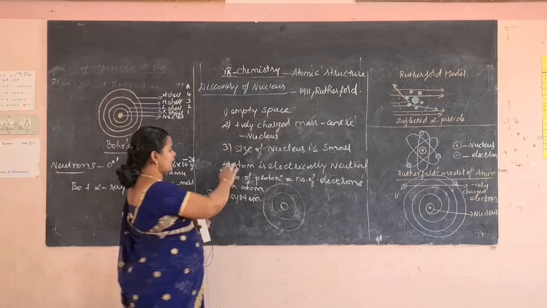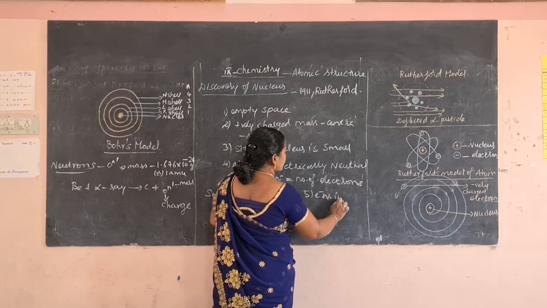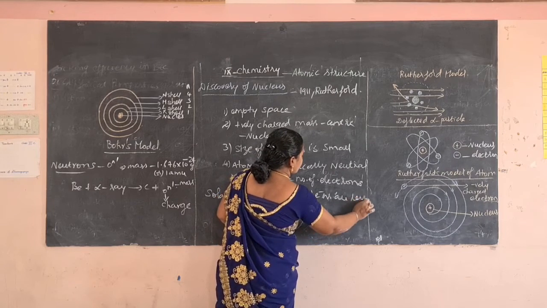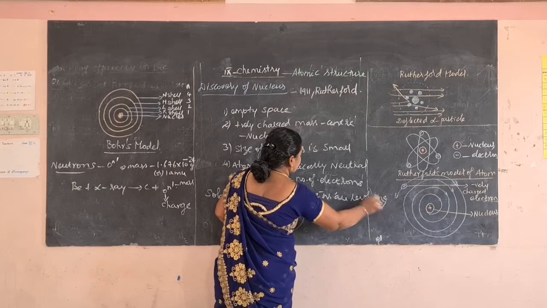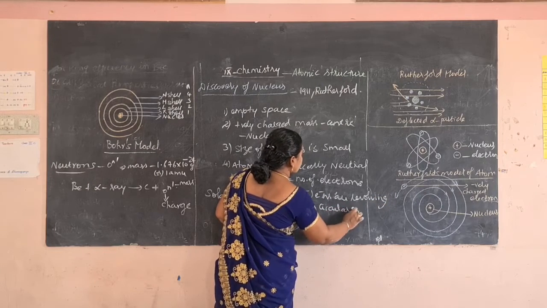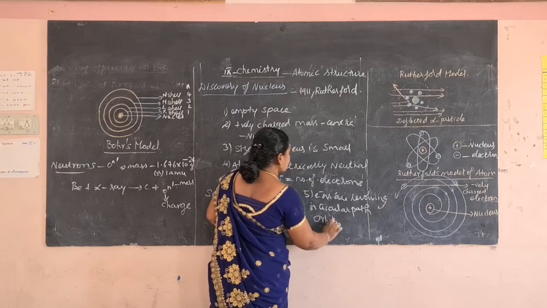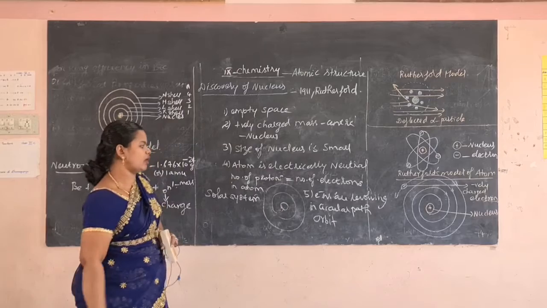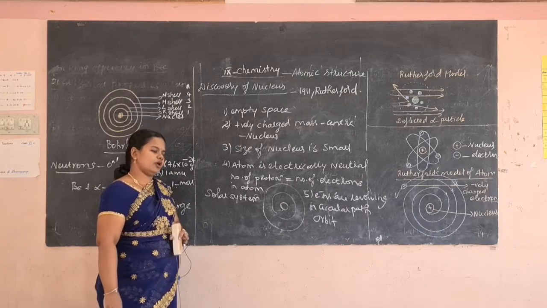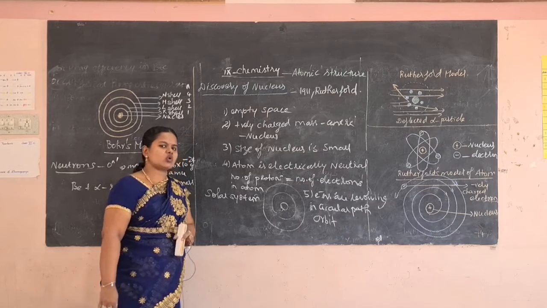Another point in the postulate is that the electrons are revolving in a circular orbit. The electrons revolve in a circular path, called an orbit. These 5 are the postulates of Rutherford, and he compared Rutherford's atom model to the solar system.